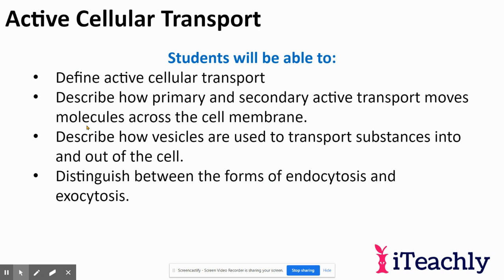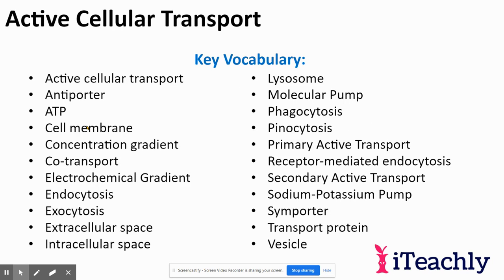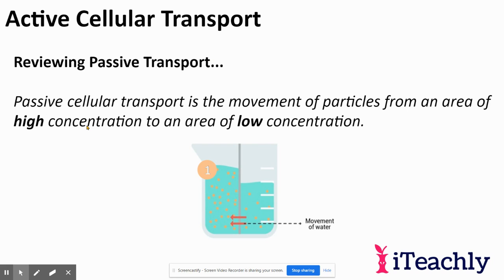Okay, so for this one, this is active cellular transport. We're going to define active cellular transport, describe how primary and secondary active transport move molecules across the cell membrane, describe how vesicles are used to transport substances into and out of the cell, and distinguish between the forms of endo and exocytosis. That's vocabulary.